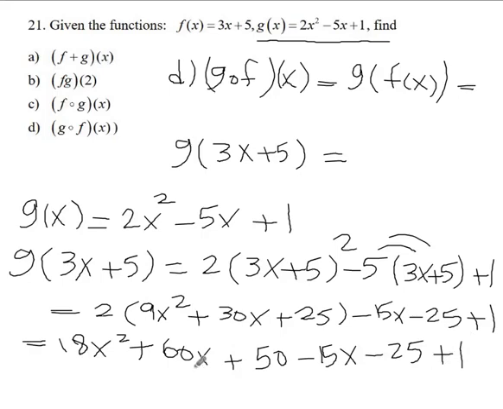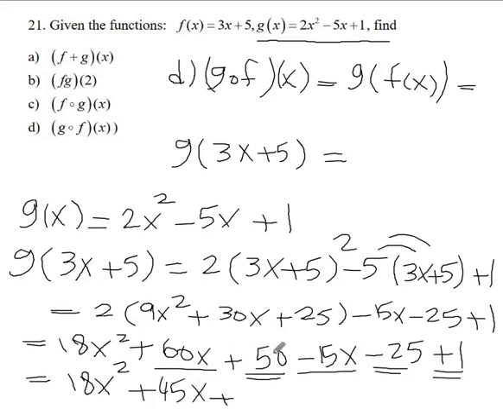Let's combine like terms. Here I get 18x squared, and here 60x minus 15x, that gives me plus 45x. And 50 minus 25 plus 1 is equal to 26. The composition of g with respect to f of x would be 18x squared plus 45x plus 26.